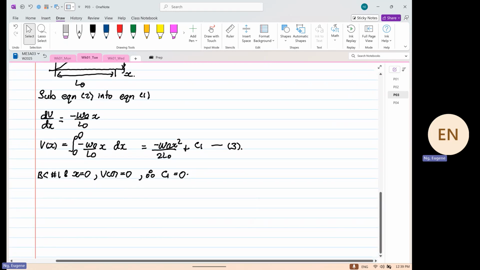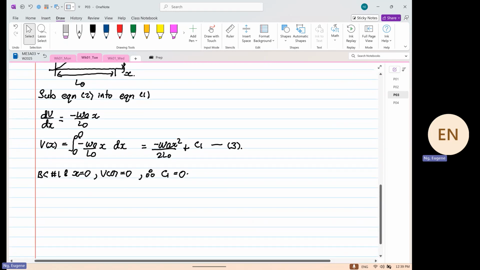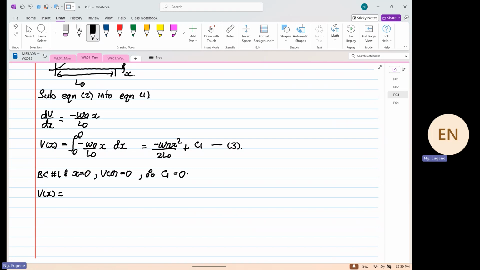Yes or no? Right? So from here, we write out V as a function of x. This is equal to minus omega naught x squared over 2L naught, since C1 is equal to 0. So this expression is our equation 3a. Before we go on, we can write this as equal to dM by dx.